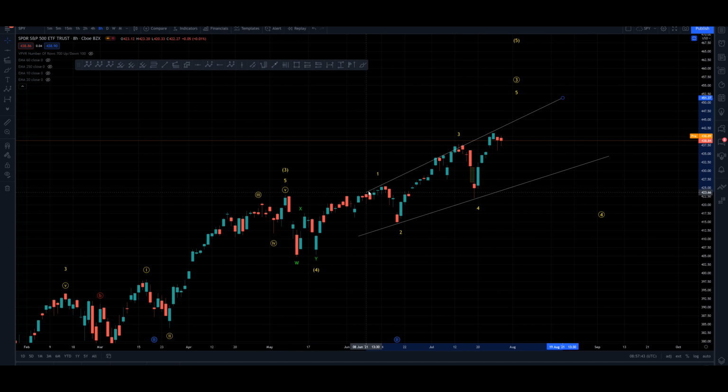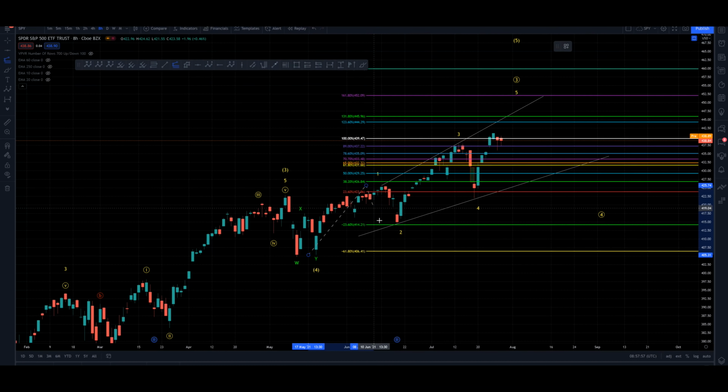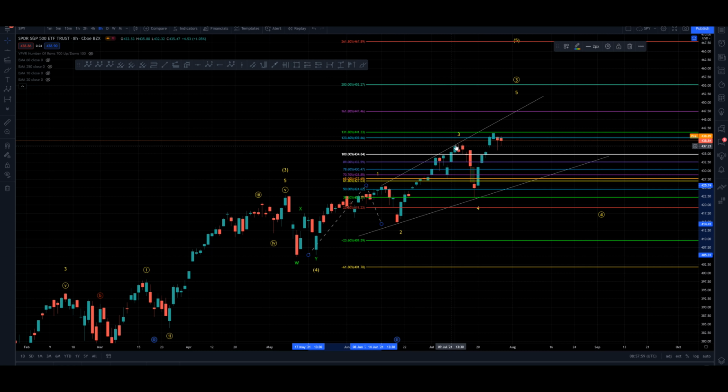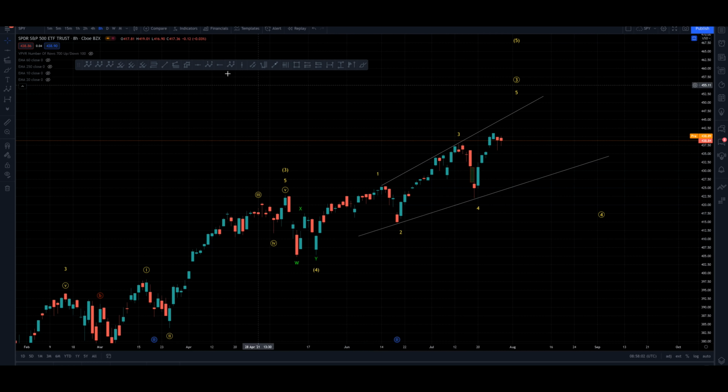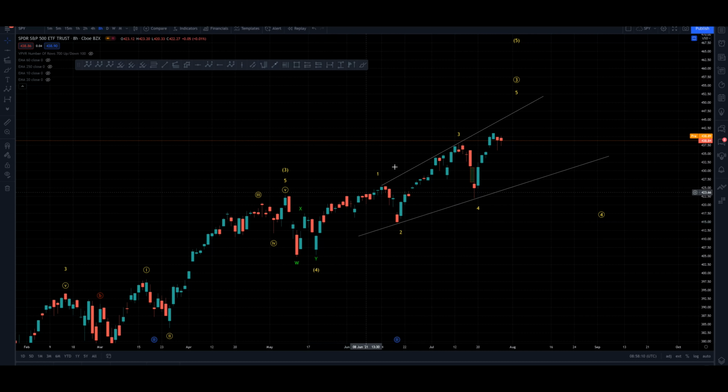If we come back here, we can do it here. Sorry, I should be joining the 1 and the 3, not the start of the move. And the 2 and the 4, and we end up with this expanding pattern, an expanding diagonal. So the 3 is longer than the 1, more than 100%, and the 4, I should say, sorry, is deeper than the 2. So far we're on course for an ending diagonal in a 5th wave.